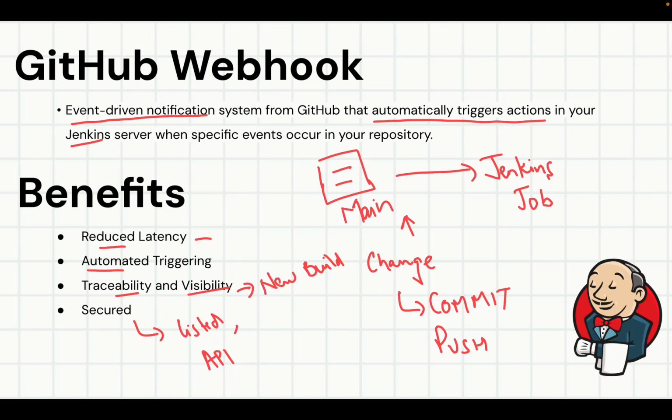So in short, we can say GitHub Webhook is generally utilized for automated triggering from GitHub to Jenkins job. So there is no manual interruption. So this is one of the best usages of GitHub Webhook.